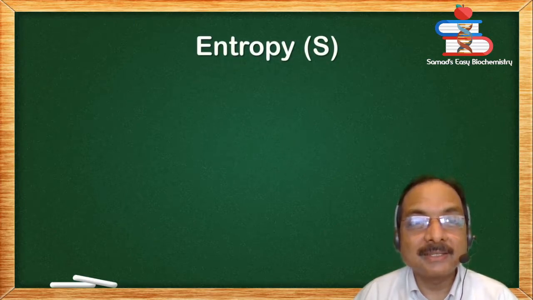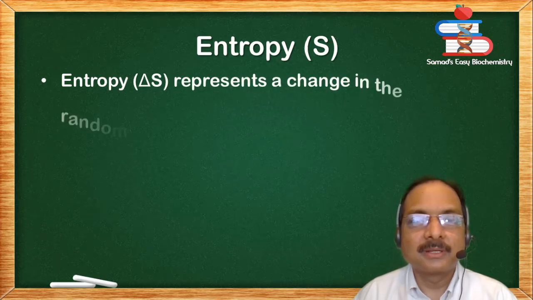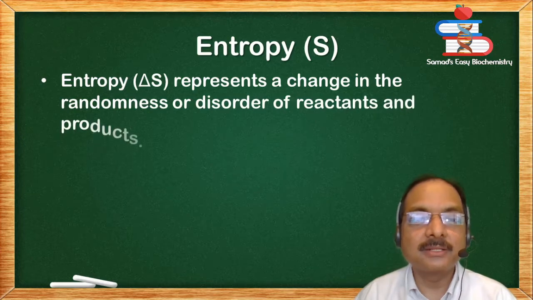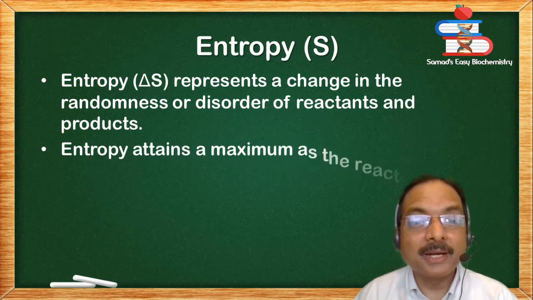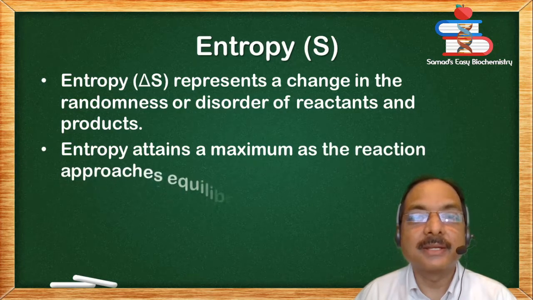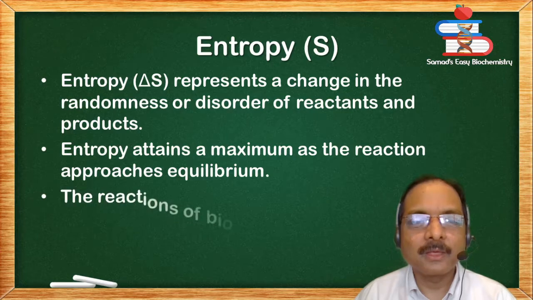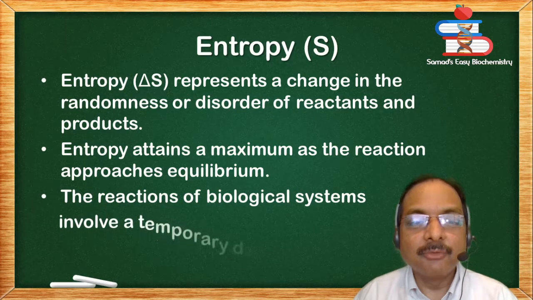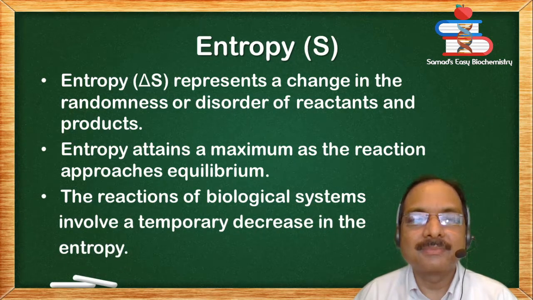Entropy, S. Entropy represents a change in the randomness or disorder of reactants and products. Entropy attains a maximum as the reaction approaches equilibrium. The reactions of biological systems involve a temporary decrease in the entropy.